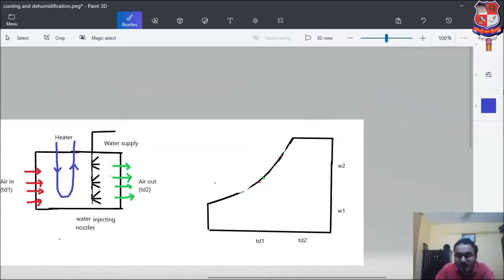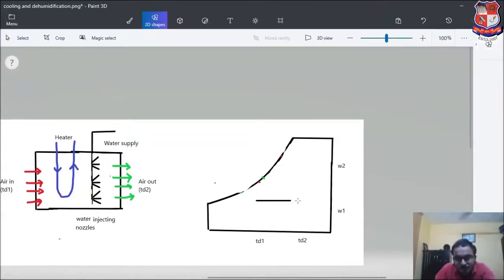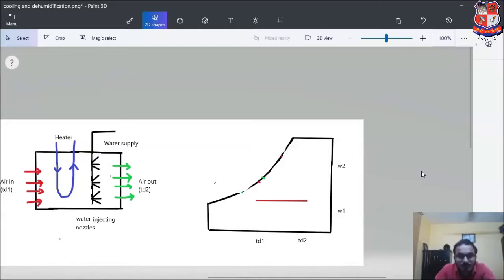So first is sensible heating part. So let us draw this process. This will be our sensible heating portion, and then we are having evaporative cooling. That is, the water is being evaporated here, and this latent heat is taken from this cooling air. So the air is getting cooled and the water is being evaporated. So it has to be cooling as well as the humidification process.